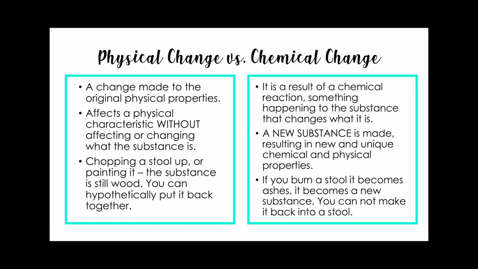Whereas a chemical change is a result of a chemical reaction. So something happens to the substance that changes what it is. A new substance is made if there's a chemical change. It results in new and unique chemical and physical properties because, again, it's something different now. If you burn the stool, it's going to become ashes. That's a new substance. You can't make the ashes back into the stool.